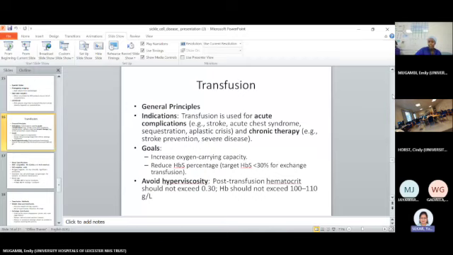Patients who are on long-term transfusion, those ones are less to worry about because their HbS is already low. And since their HbS is already low, if you take up the hematocrit high, they're not at high risk of sickling.